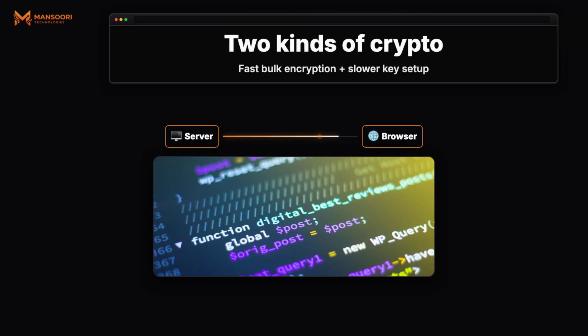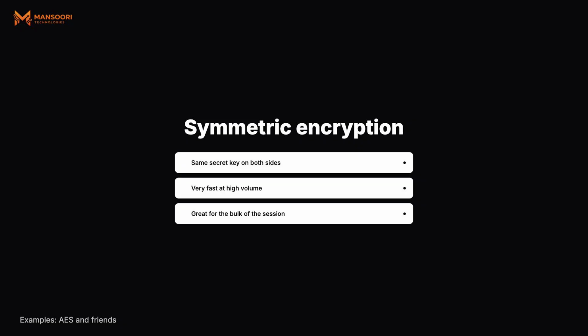To see how TLS sets up a secure session, you need 2 building blocks: symmetric crypto and asymmetric crypto. HTTPS uses both on purpose. Symmetric encryption, think AES, is fast. Both sides share the same secret key and use it to encrypt lots of data. That speed is why the web uses symmetric crypto for the heavy lifting after the connection starts.